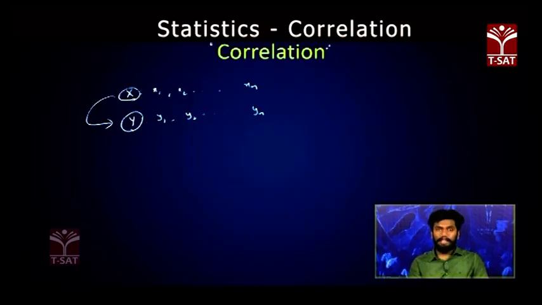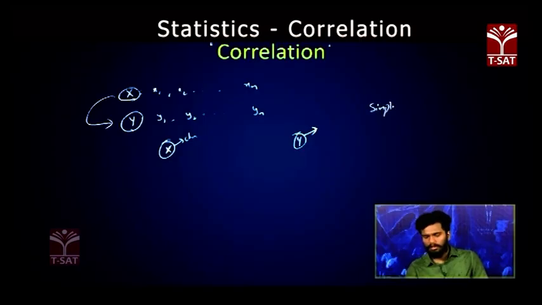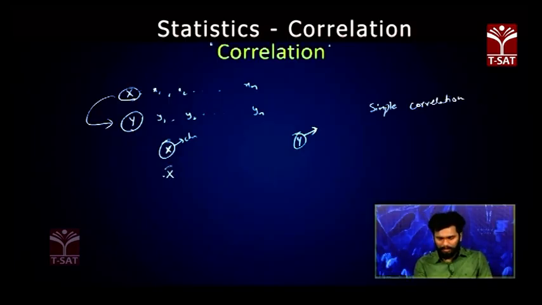are correlated. Now, this is a random variable x and the random variable y. If the random variable x is changing and there is any change in the random variable y, there is a correlation. We call it a simple correlation.